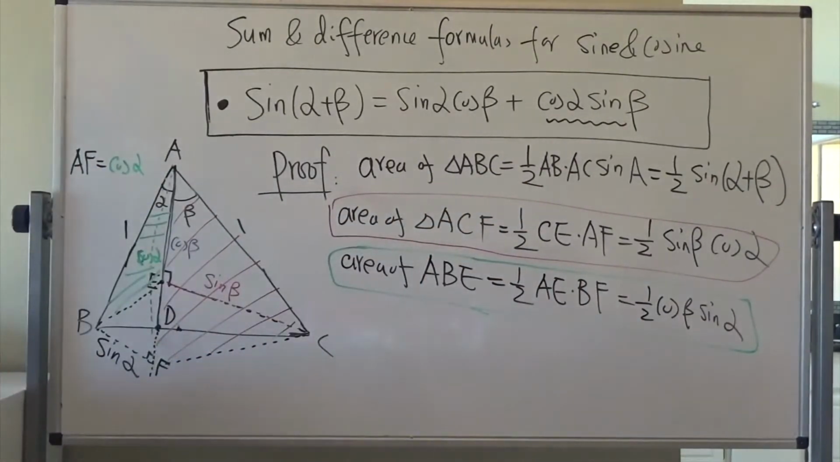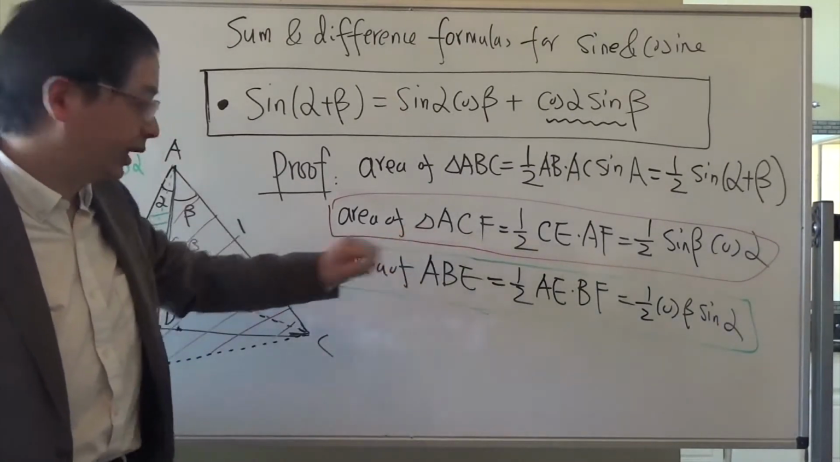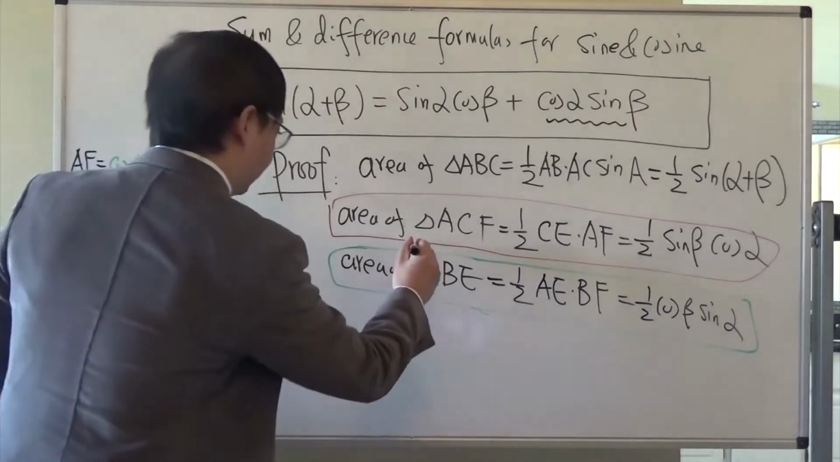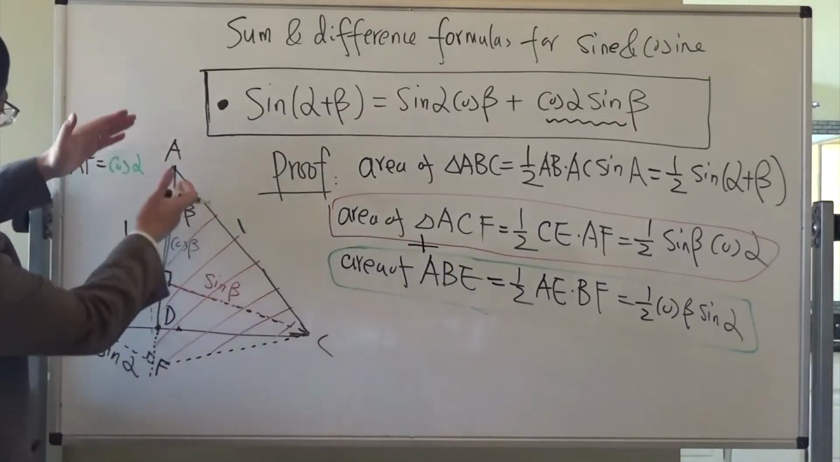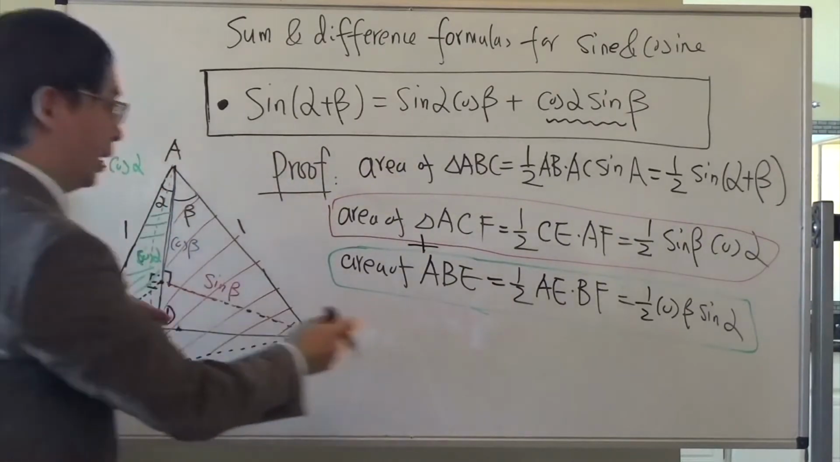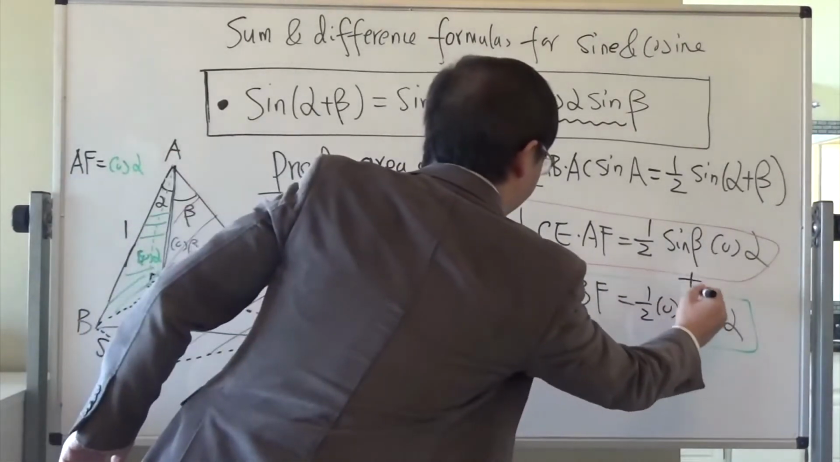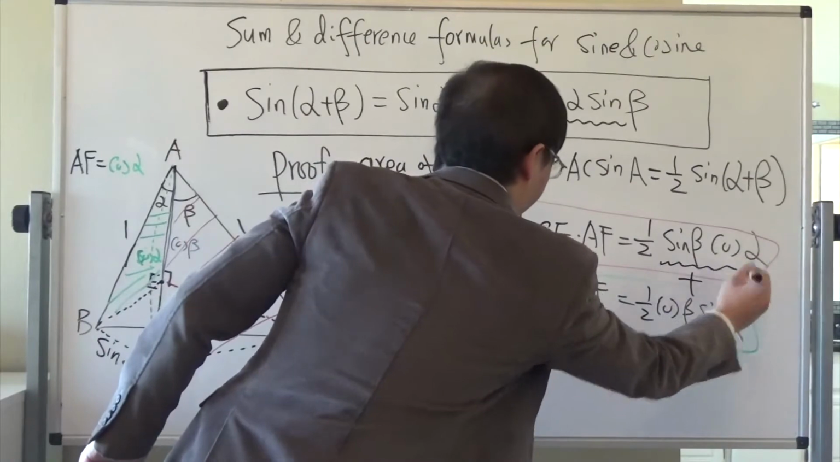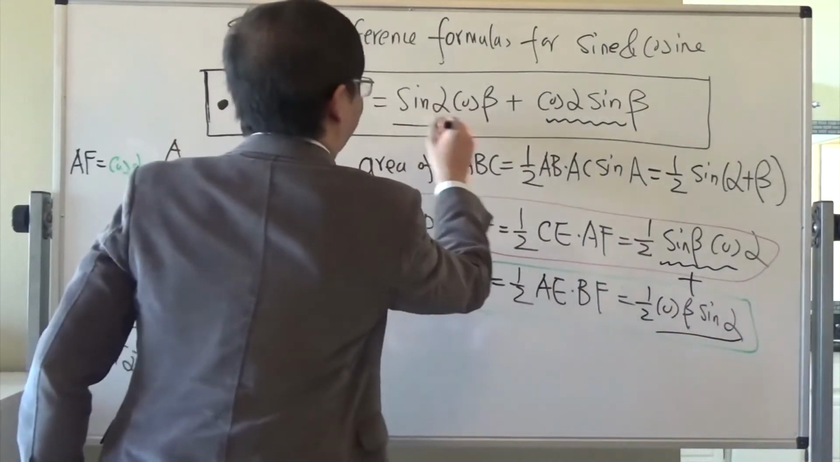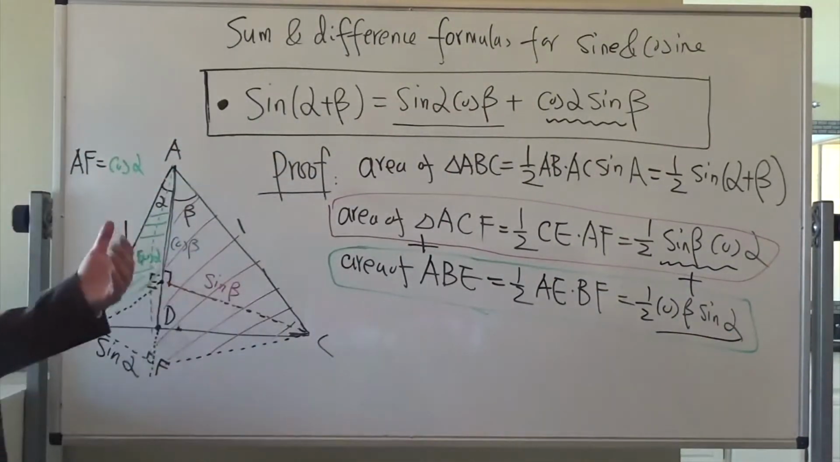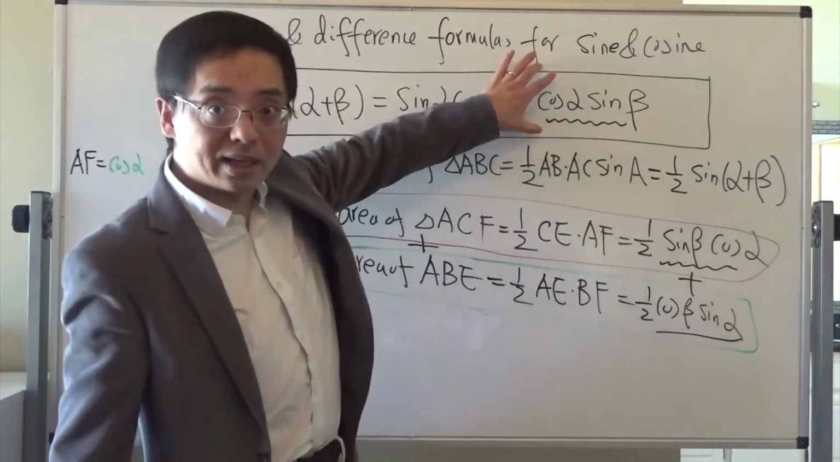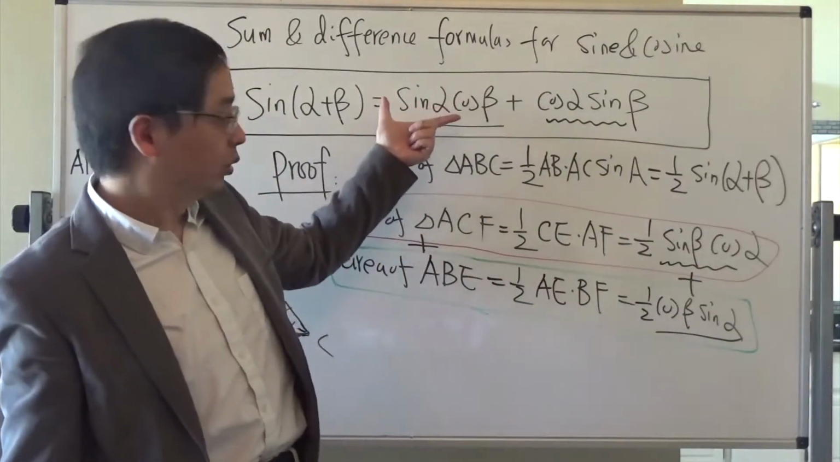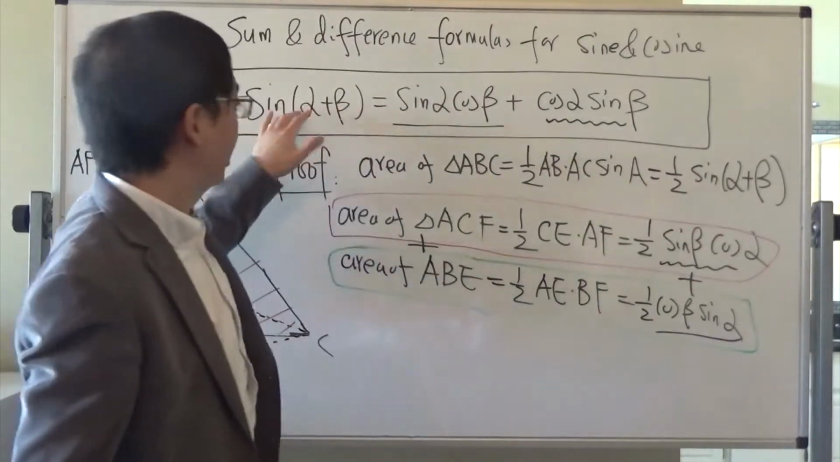Now, what we want to do is add these two things together. Add the area of ACF and the area of ABE. The question is, we already have this one plus this one, which is on the right hand side of the equality we want to prove, and this is on the left hand side.